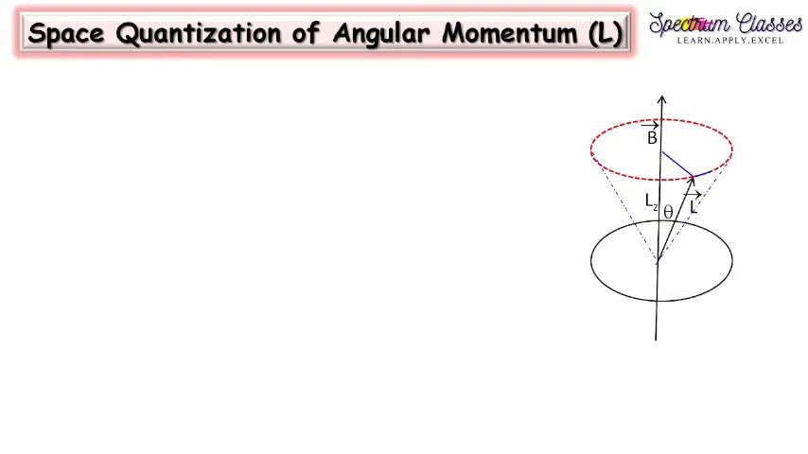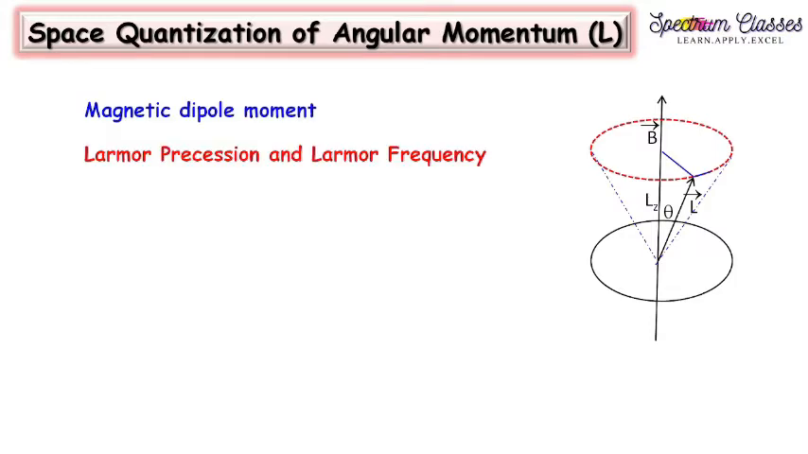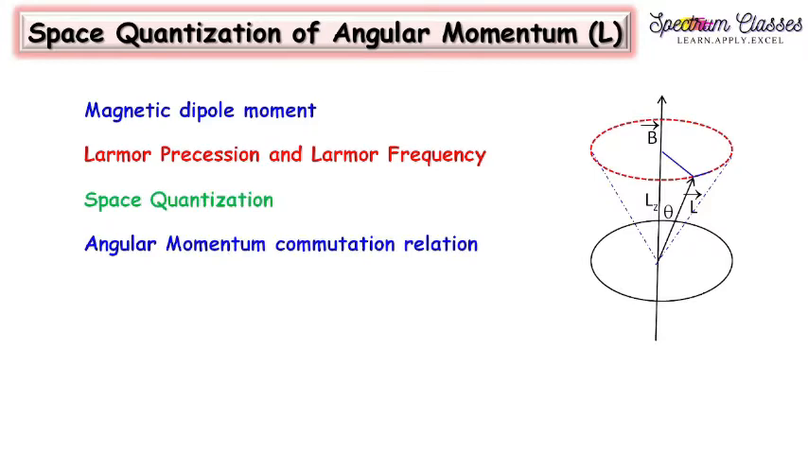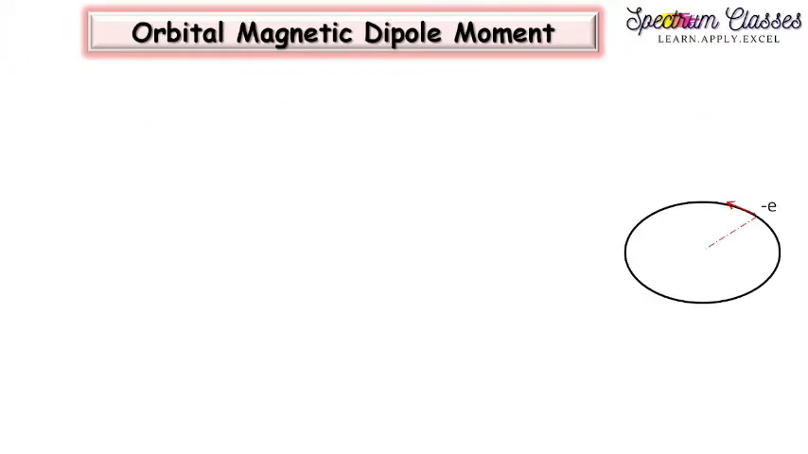In this topic, there are so many terms and they are very close to each other and confuse the students a little, because they do not have clarity about the terms used here. So I am going to discuss in this video the magnetic dipole moment, Larmor precession and Larmor frequency, space quantization of angular momentum, and commutation relation of angular momentum, which is shown over here. So let's start with the video.